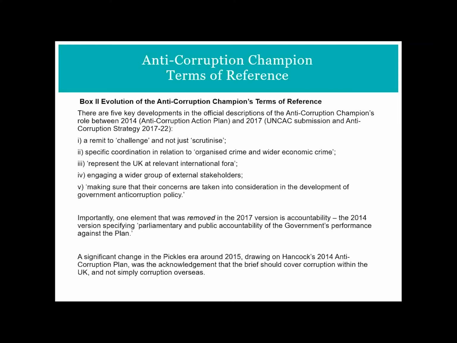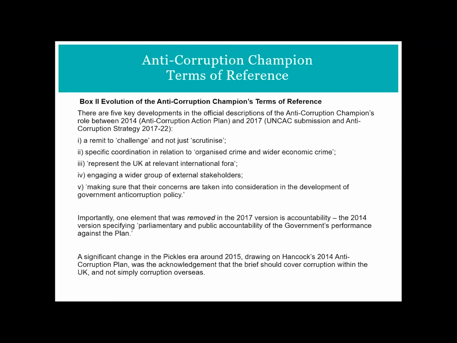And you can identify five key changes in that period. They're listed here, I won't go through them. And also one thing that was significantly removed. The thing that was removed was accountability. In 2014, the version said parliamentary and public accountability of the government's performance against the plan. That is no longer in the champion's terms of reference.